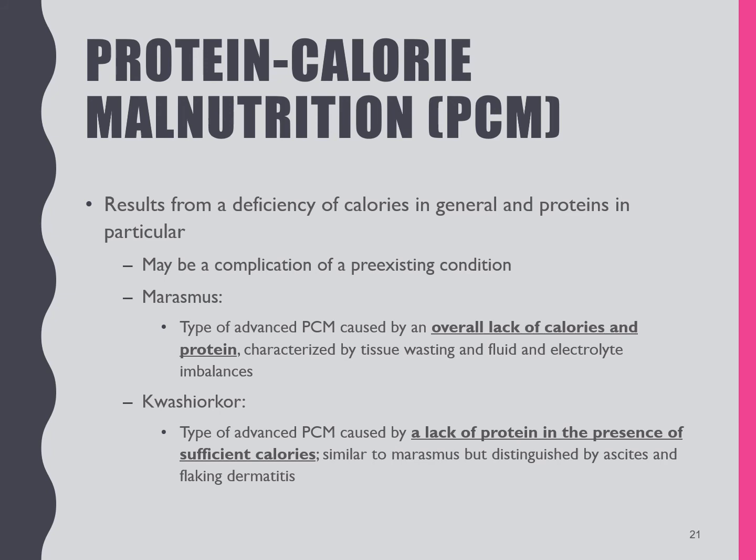There's sufficient caloric intake, but the protein component is missing. And so this results in similar symptoms as marasmus, but we also see pronounced ascites. So we get that big belly syndrome, or really bloated belly, and then flaking dermatitis, because the cell walls are lacking the plasma proteins that they need to allow water to move in and out of the peritoneal spaces.